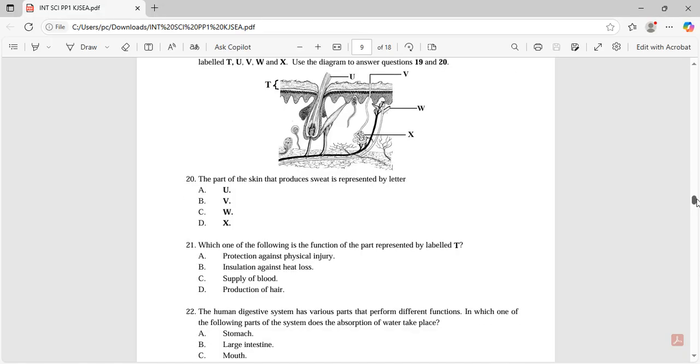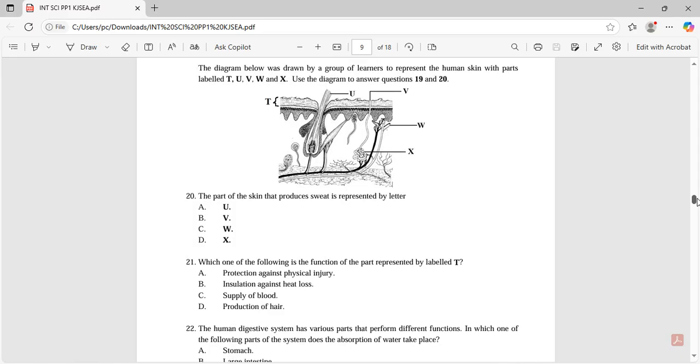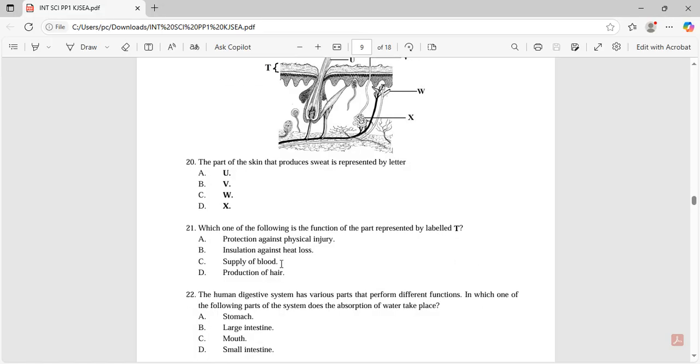Which of the following is the function of the part labeled T? Part labeled T is the epidermis, the outermost layer. It provides protection against physical injury. The outermost part, the epidermis, protects the skin. It's the one that protects the innermost skin.